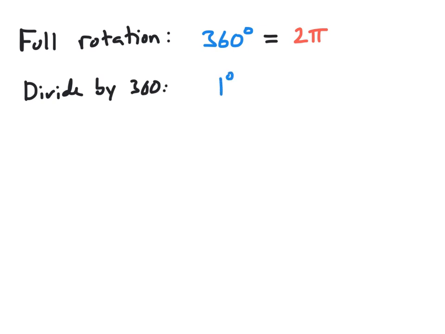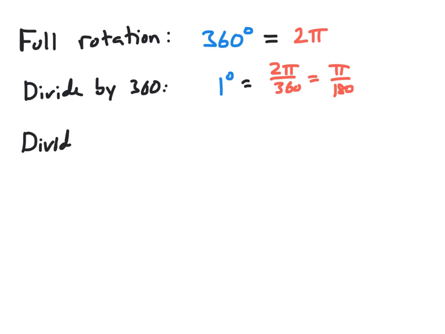that 1 degree is equal to 2 pi over 360 radians. And of course, that simplifies to just pi over 180 radians. And so this shows that 1 degree, when converted to radians, would be pi over 180.